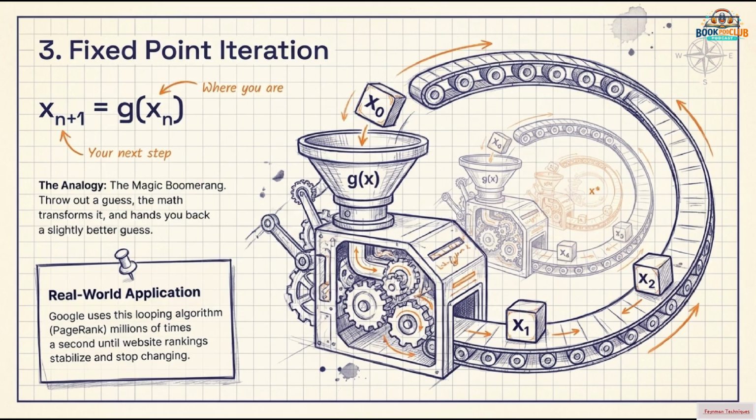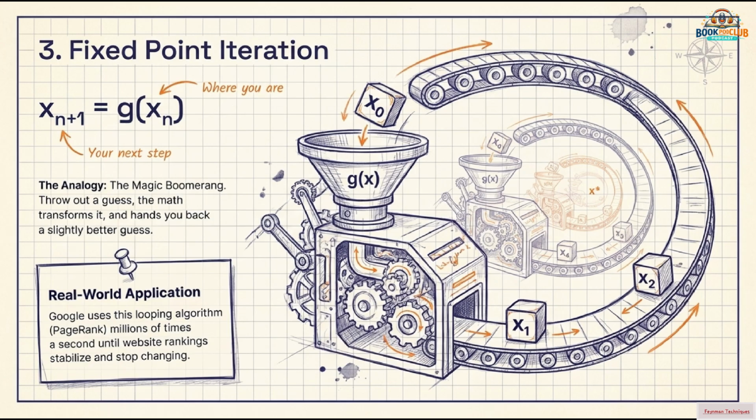Wait, really? Google uses this? Yeah. When you search for something, how does Google know which web page is the most important? Well, they decided a web page is important if a lot of other important pages link to it. But wait, that's a chicken and egg problem. How do you know if the linking pages are important unless you've already ranked them? Exactly. It's completely circular. So Google uses fixed point iteration.